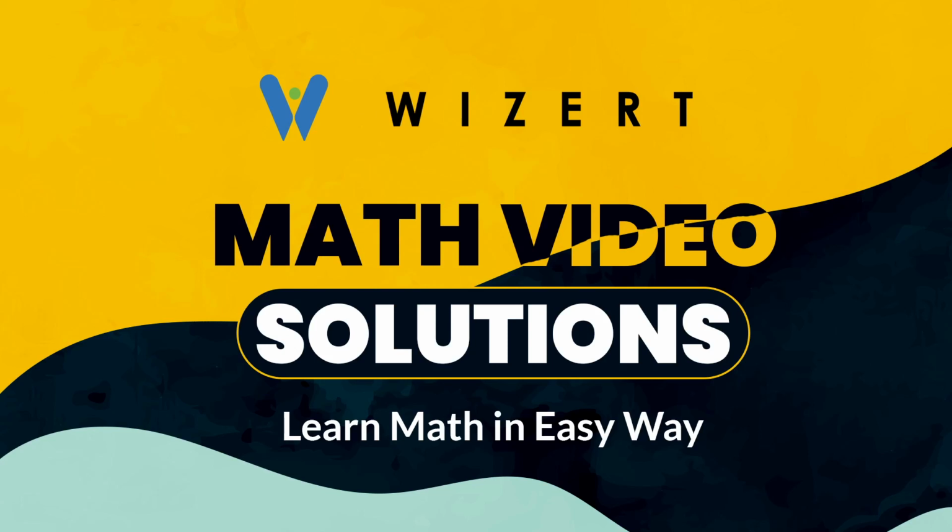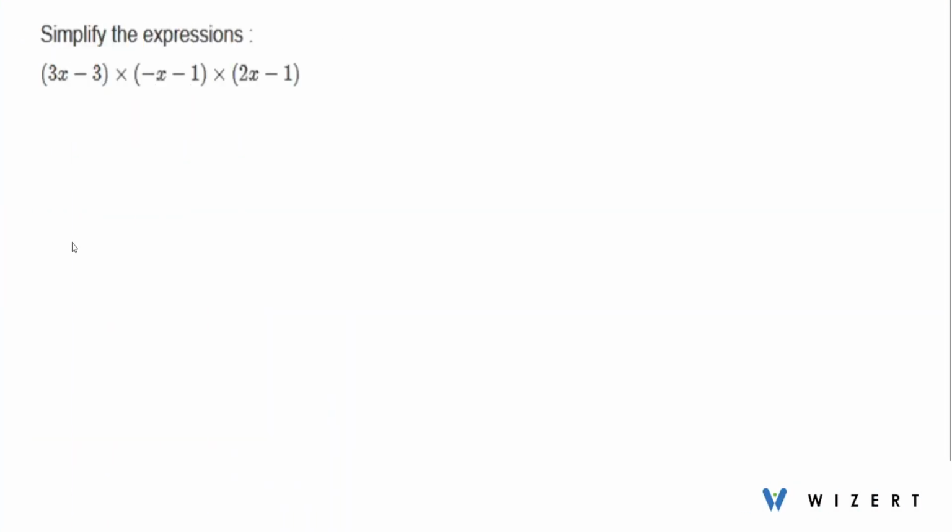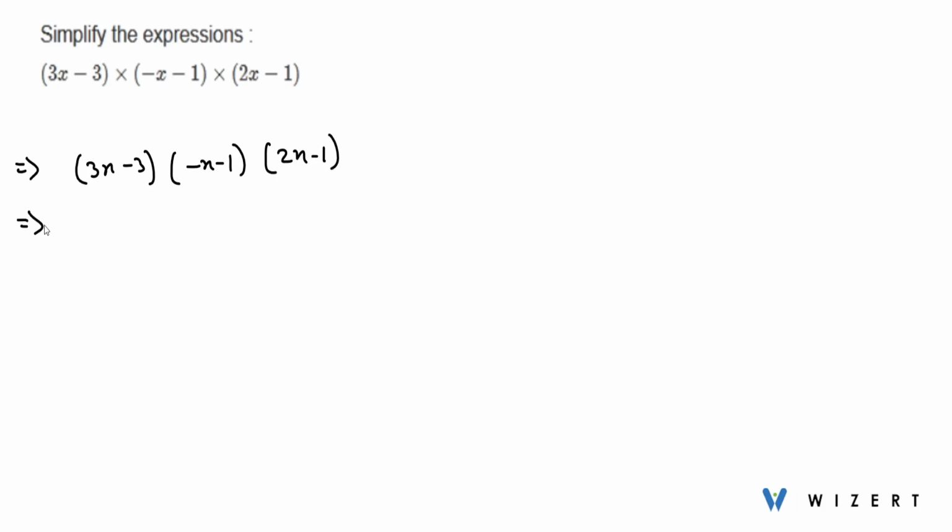So let's begin. According to the question, we have to simplify the expression (3x - 3) multiplied by -(x - 1) multiplied by (2x - 1). So from 3x - 3 we can take 3 common, so it will be 3 multiplied by (x - 1), and from -(x - 1) we can take -1 common.